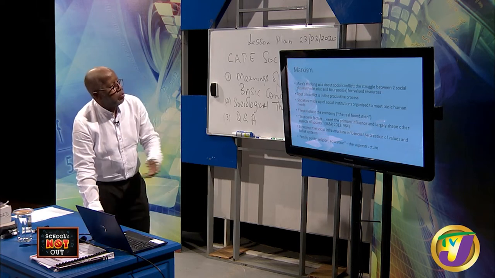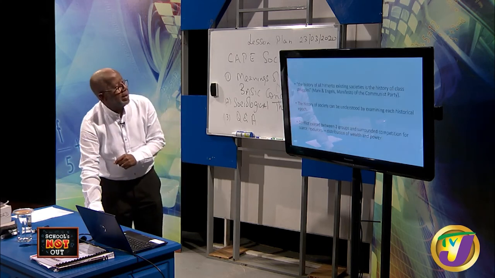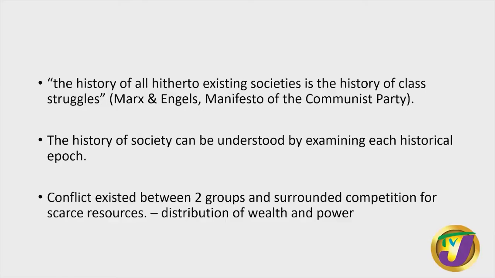So we spoke about the economic basis of society. According to Marx, the history of all hitherto existing societies is the history of class struggles. He said that this is what is very important in society. The history of society can be understood by examining the different historical epochs, what was happening, and so on and so forth.